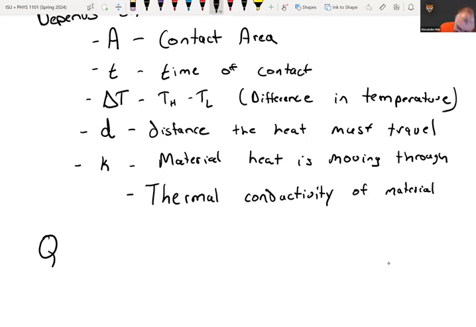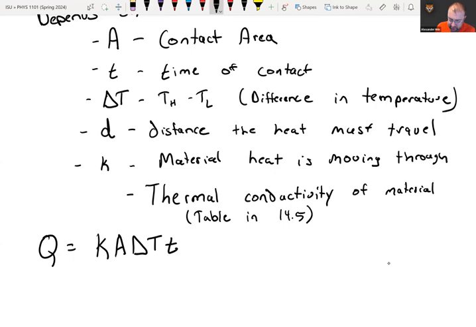The heat itself is going to depend directly on a couple of different things. One, it's going to depend directly on the thermal conductivity. That's just a constant that we define for different materials. You can look up thermal conductivities in a table, in 14.5. I'll check that really quickly to make sure. Yeah, it's 14.5. But then it also depends on the area. A larger area means more heat can conduct through it. It will depend directly on the difference between the two temperatures. You can think about that as a change in temperature. And it'll depend directly on the time.